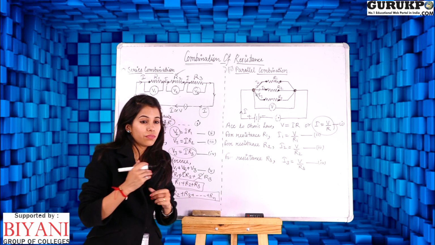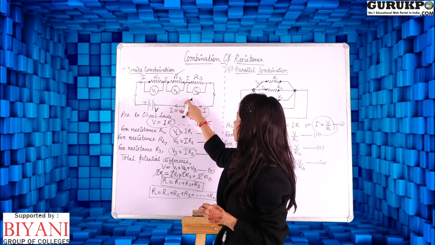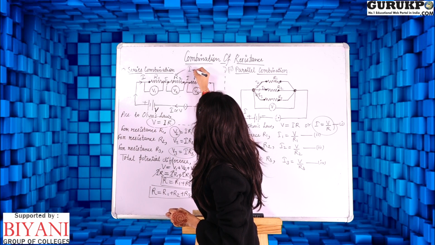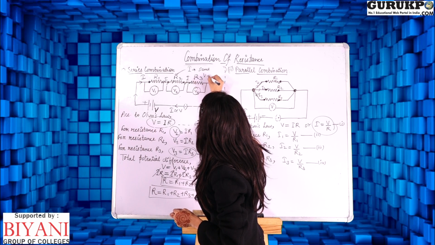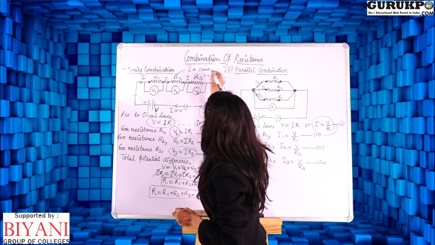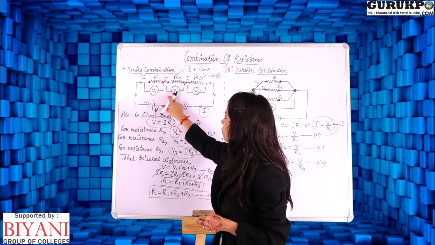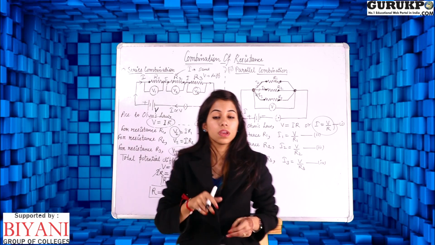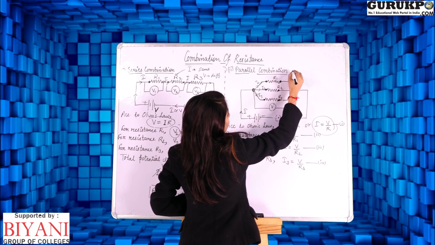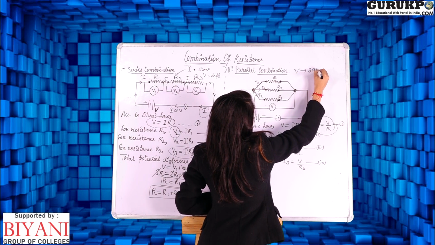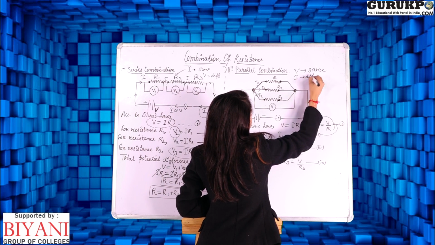Now if I summarize all these, then I can see that in series combination I will be same, and V will be different. I will be same in all the 3 resistances and V will be different in all the 3 resistances. Now if I come to the parallel combination, what I can say is V will be the same in all the 3 resistances and I will be different.